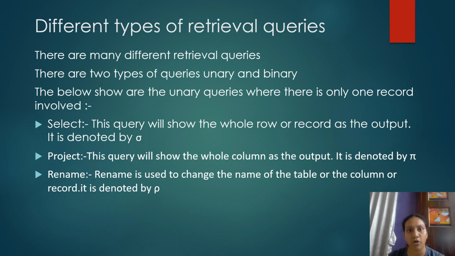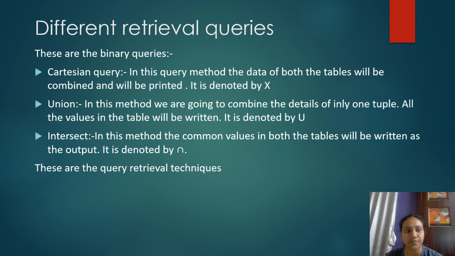Next we have the project. When we give the project condition before any query or any table, then it will print the whole column of the particular table as the output for that particular condition, and it is denoted by pi. And then we have another condition, rename. Using the rename condition, we can change the name of the whole table or of a particular column or a row in the record, and it is denoted by the symbol rho.